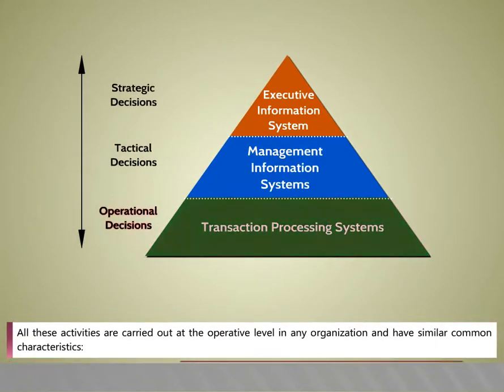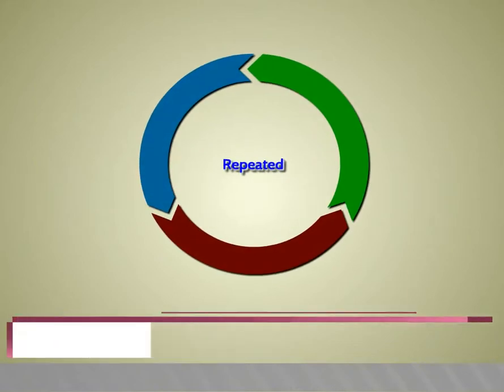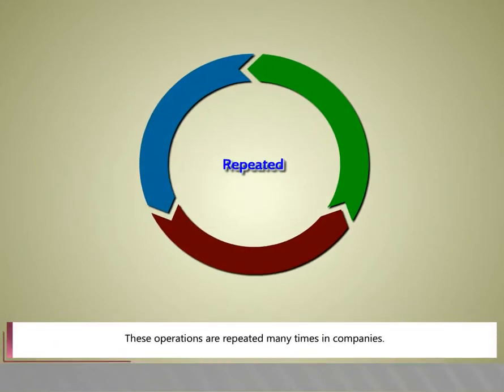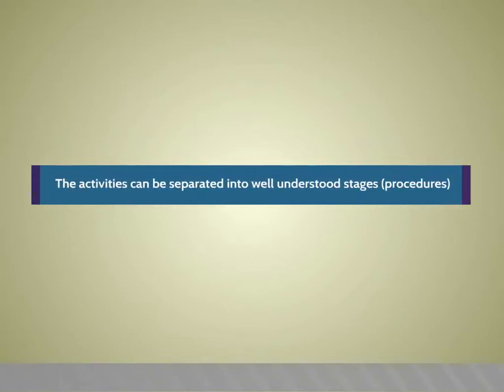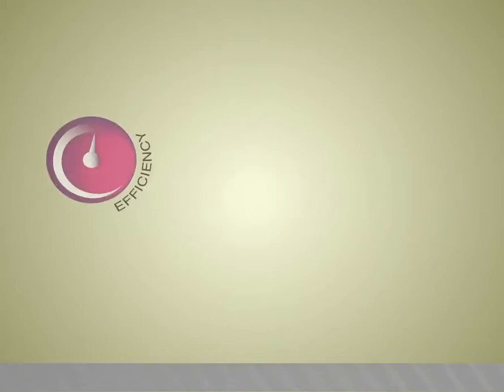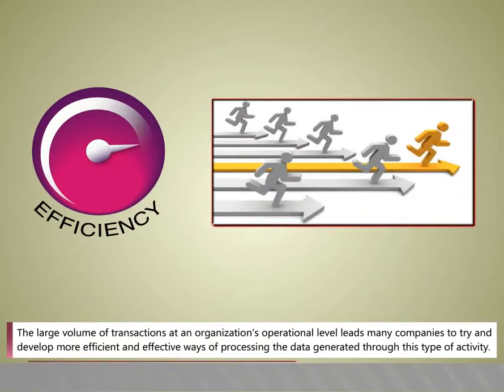All these activities are carried out at the operative level in any organization and have similar common characteristics. These operations are repeated many times in companies. The way these transactions are carried out is very similar in all companies. The activities can be separated into well-understood stages, procedures. The large volume of transactions at an organization's operational level leads many companies to try and develop more efficient and effective ways of processing the data generated through this type of activity.